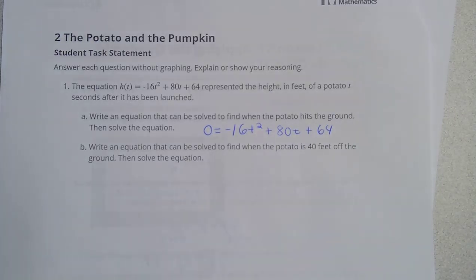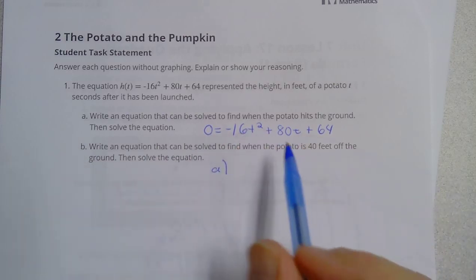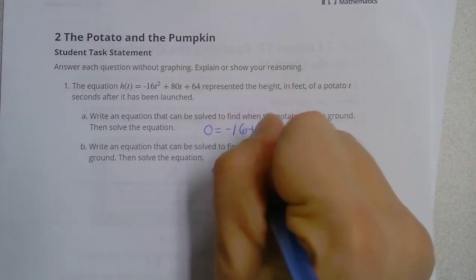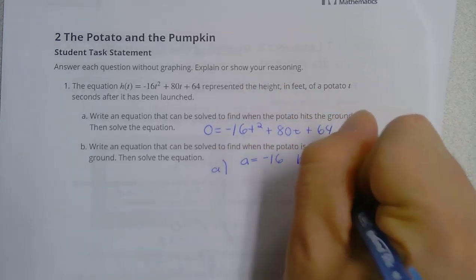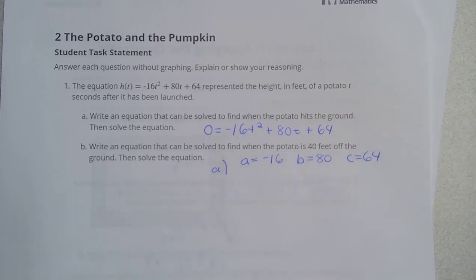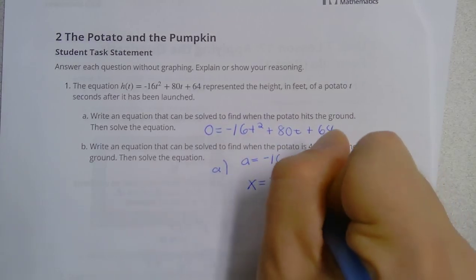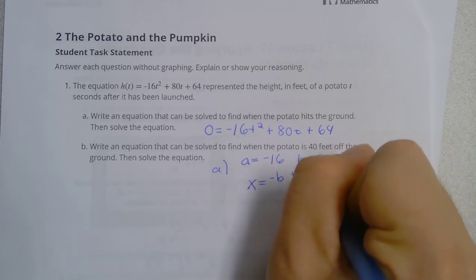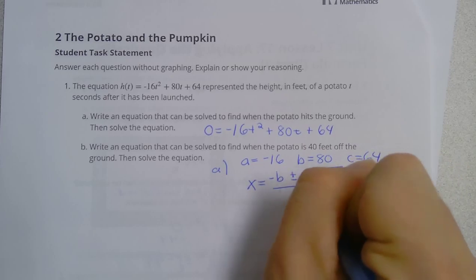Then you need to solve that equation, so I'm going to continue that work down here for part a, and I'm going to use the quadratic formula. I'm going to say that a, the coefficient of t squared, is negative 16, that b equals 80, and that c equals 64. Then I'm going to write the quadratic formula: x equals negative b plus or minus the square root of b squared minus 4ac, all over 2a.